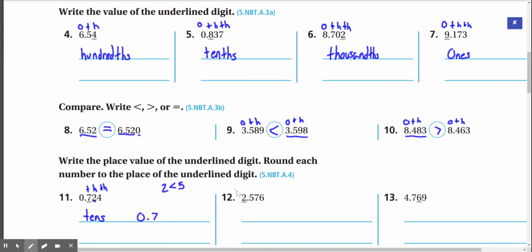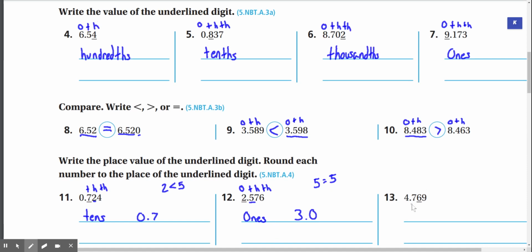Like that. Number 12. 2.576. Got 2 in the ones, 5 in the tenths, 7 in the hundredths, 6 in the thousandths. Now, the underlined digit is 2, and it's in the ones place. And now if we want to see if we're going to round 2 up or down, we got to look to the tenths place. And 5, which is in the tenths place, is equal to 5. And we know that if it's equal to 5, we have to round up. So we would round to 3.0.